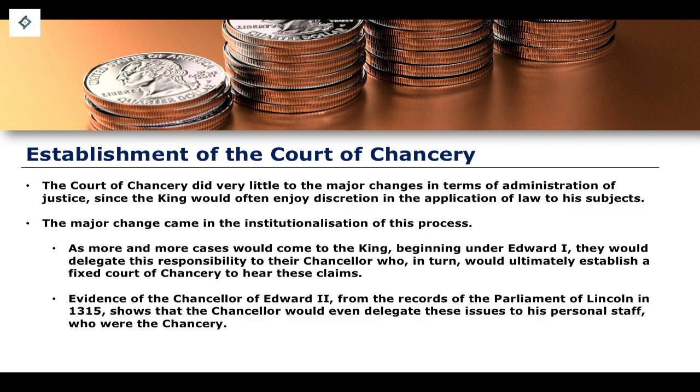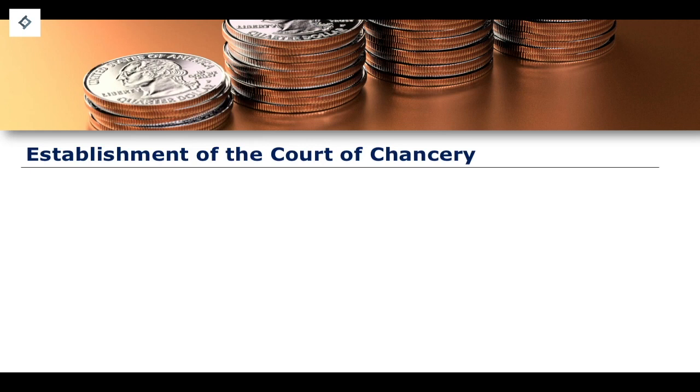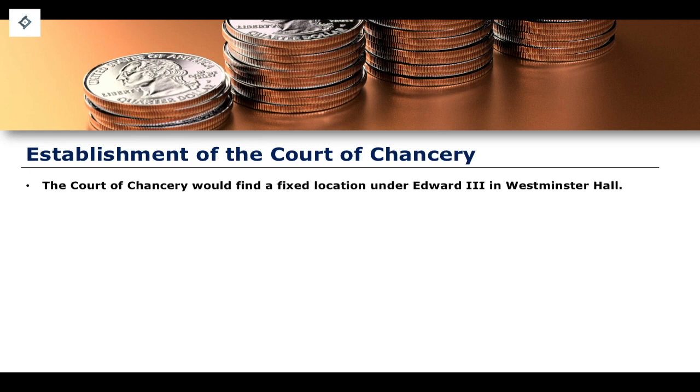Evidence of the Chancellor, for example, of the Chancellor of Edward II, the monarch afterwards, from records of the Parliament of Lincoln in 1315, shows that the Chancellor would even delegate these issues to his personal staff. And this is really where we start to see the formation of a Court of Chancery. It wouldn't be, however, until Edward III that we see the formal fixed location of the Court of Chancery be established at Westminster Hall.